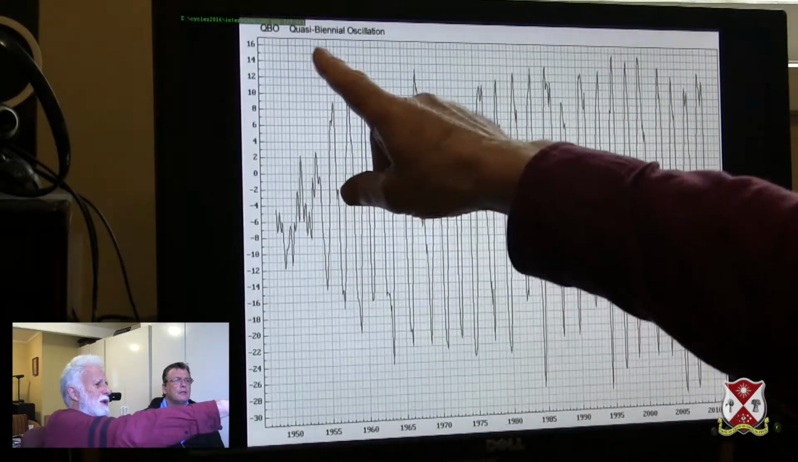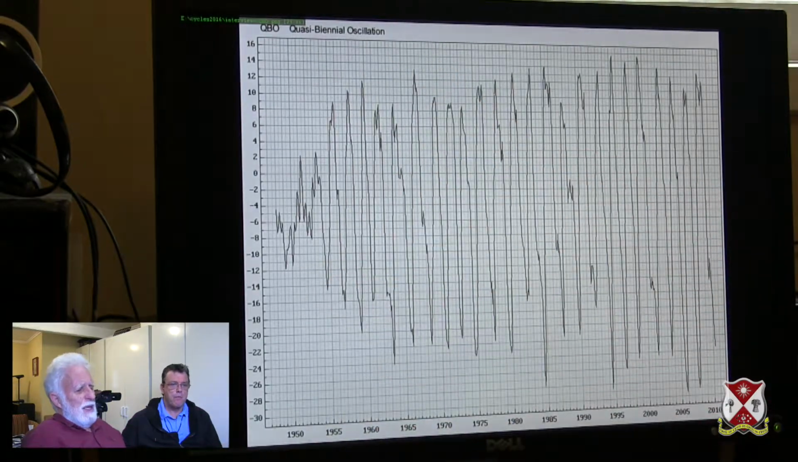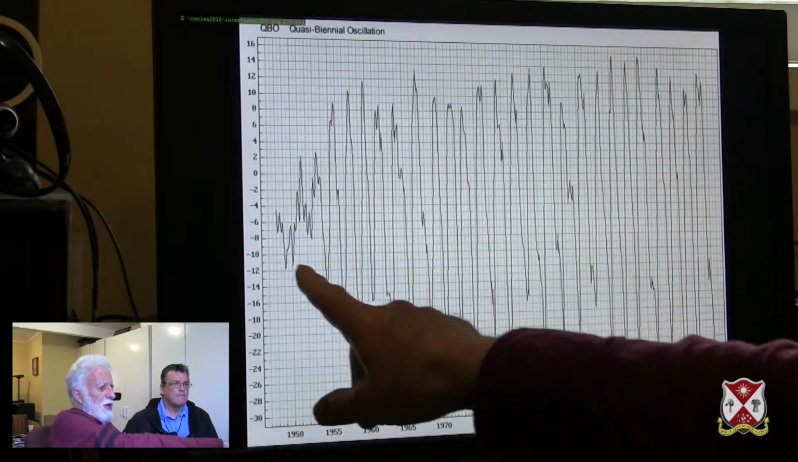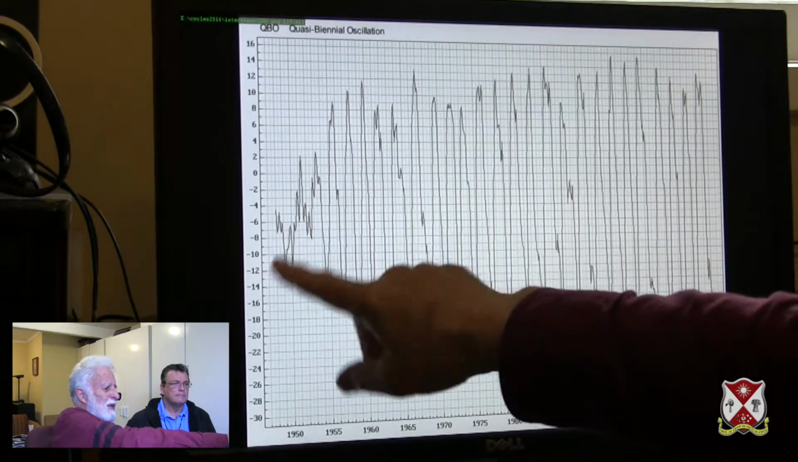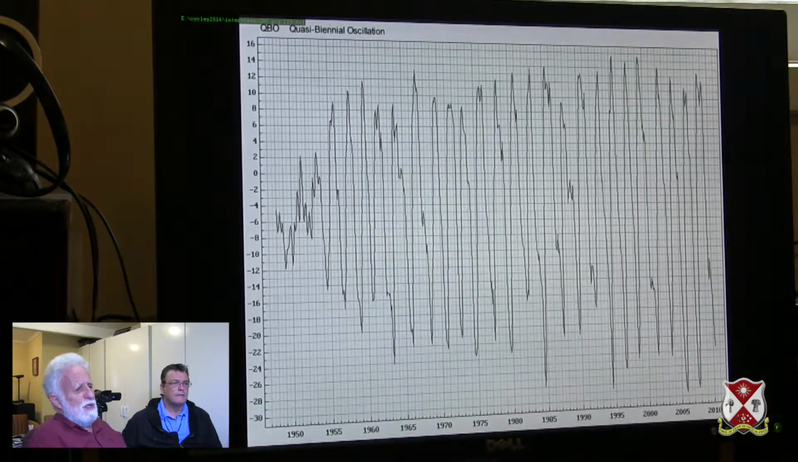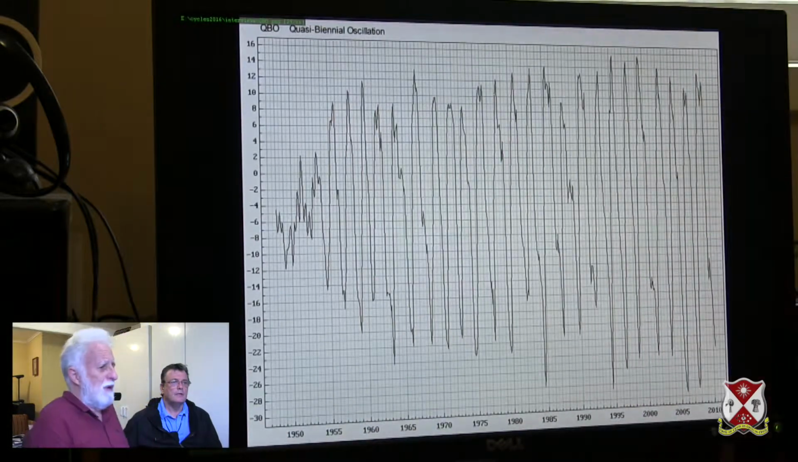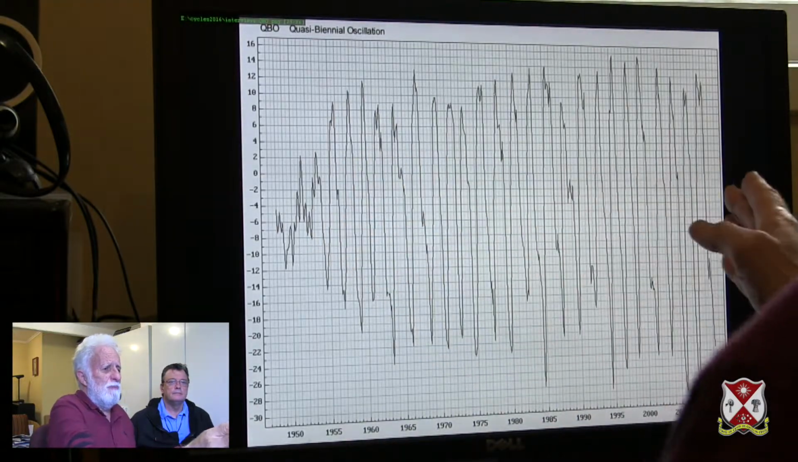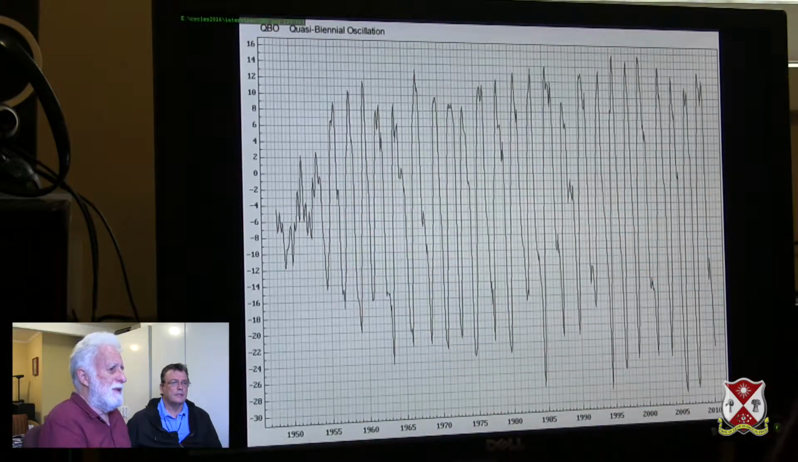This is the Quasi Biennial Oscillation. Looking at that, we've got the data from before 1950, but the first couple of cycles are pretty messy, and one wonders whether it really did that, or whether perhaps it took a little while before the measurements were consistently good enough. Because since then, it's been pretty regular.